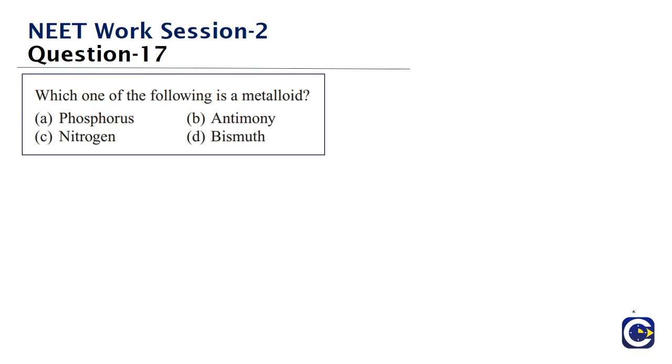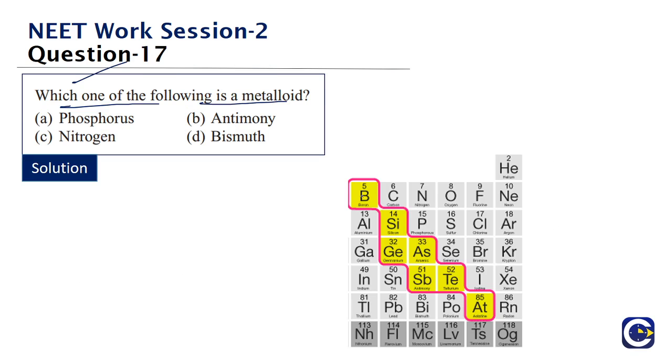Okay. Next we have a straight memory based question. This is on the metalloids. Which of the following is a metalloid? We have elements that sit in the p block which have properties intermediate between the metals and non-metals. The position is also demarcating between the metals. Left side will have metals, right side will have non-metals. What are these? Boron, silicon, germanium, then arsenic, antimony, tellurium, and then astatine.